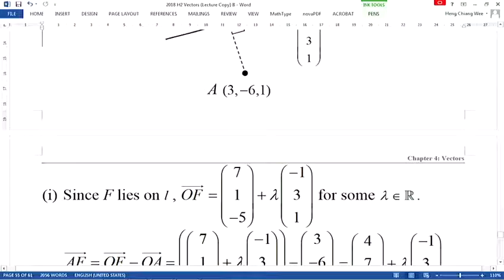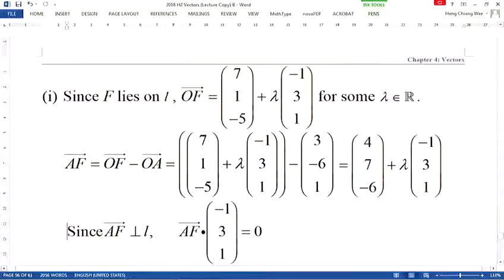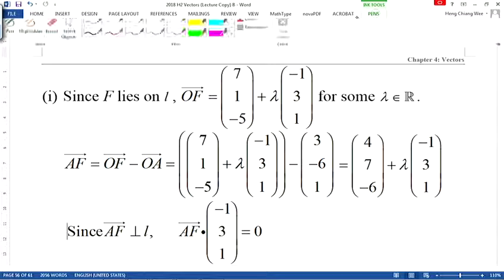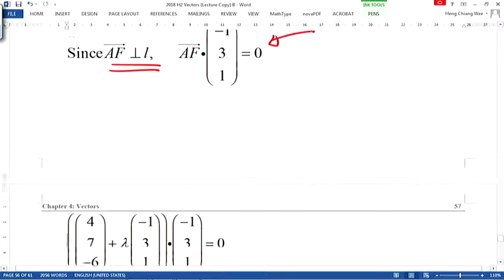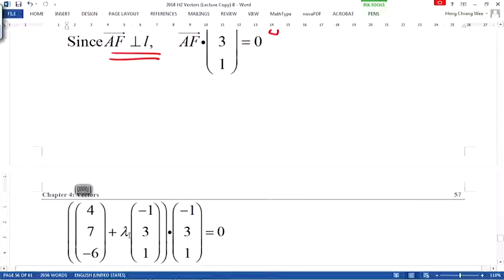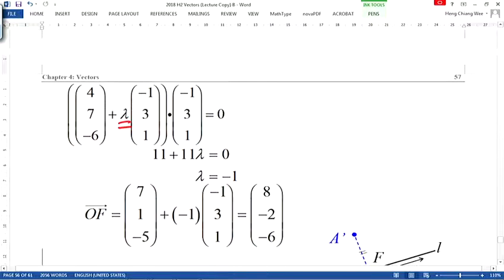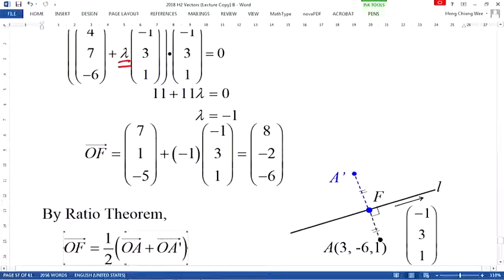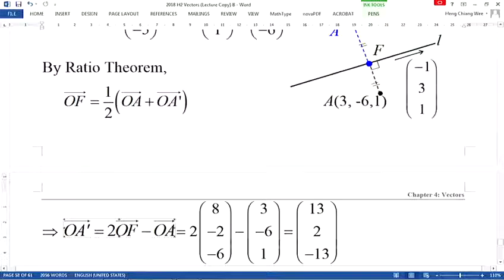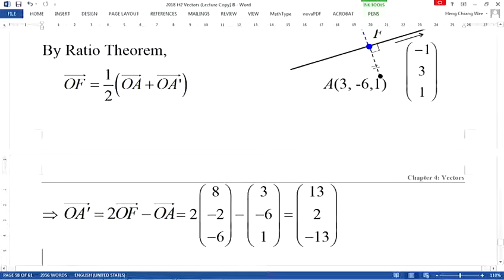As a quick recap, remember that the trick is to use the fact that AF and L are perpendicular, so that AF dot the direction vector equals 0, and then we solve for lambda. Your purpose is to solve for lambda. That's the whole idea here. Then you sub in, you will get OF. To get the reflected point, all I need is to use the midpoint theorem because F is the midpoint of AA prime. Then with that, we can get OA prime. Just a quick recap.